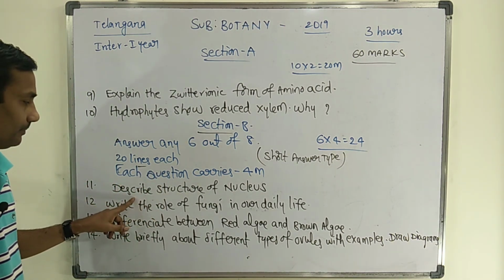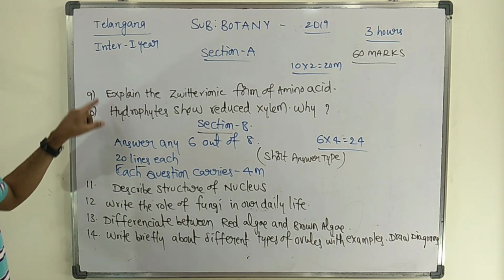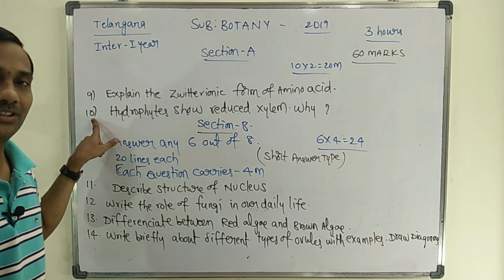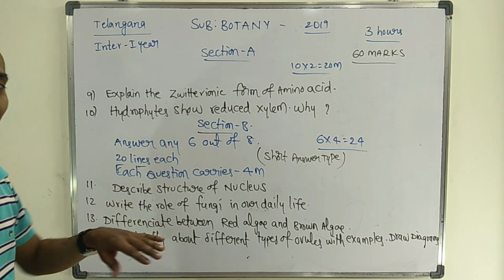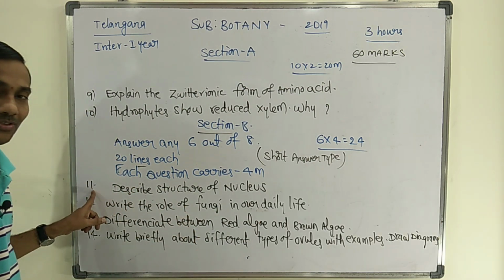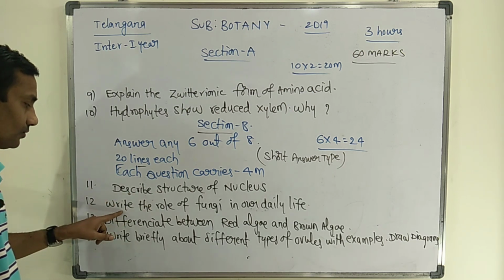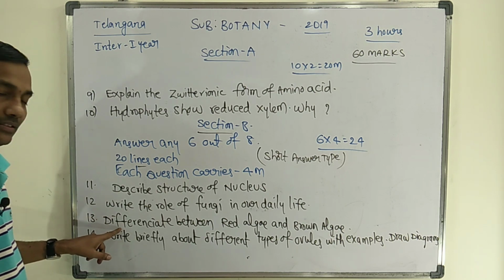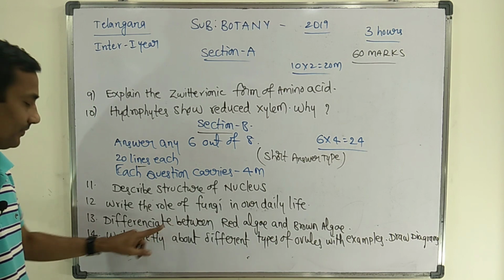The 11th question. Here, observe the serial number: section A ends with the 10th question and section B starts with the 11th. The serial number continuity will be there. So 11th question, describe the structure of nucleus. 12th, write the role of fungi in our daily life. 13th, differentiate between red algae and brown algae.